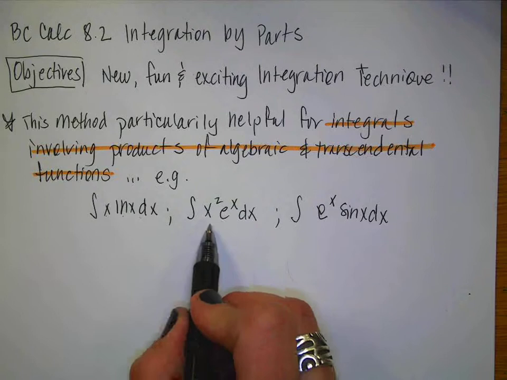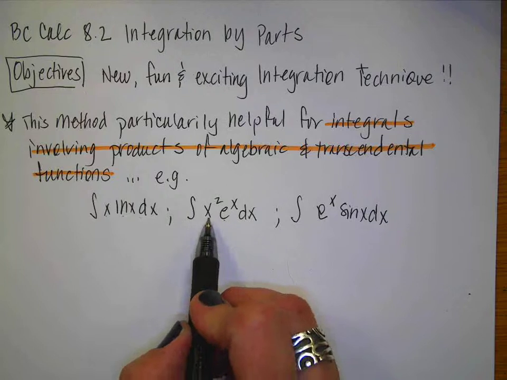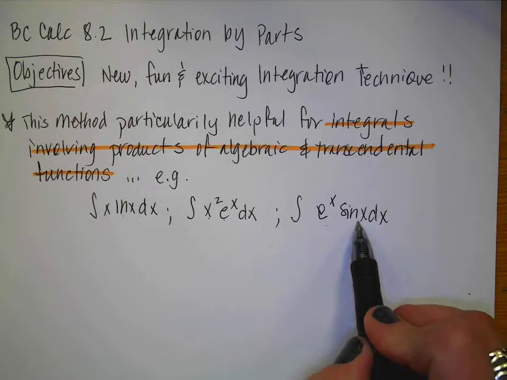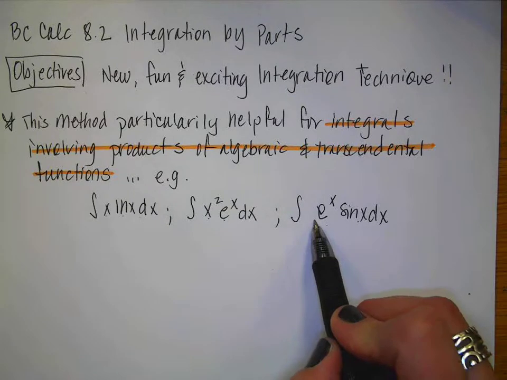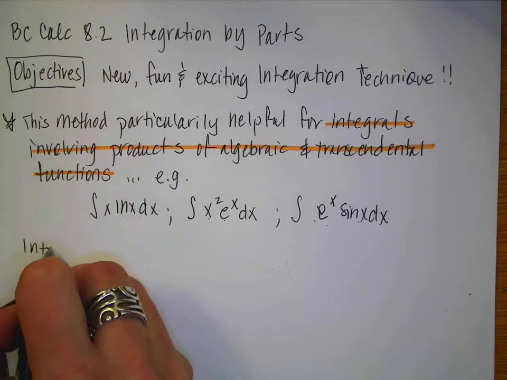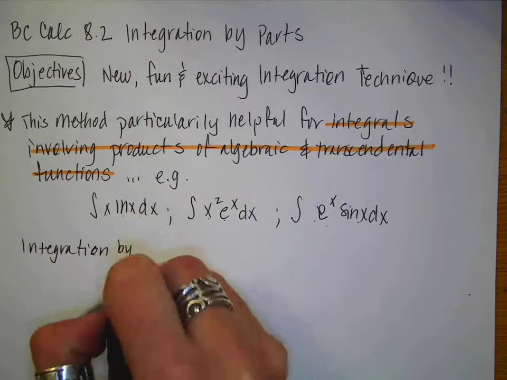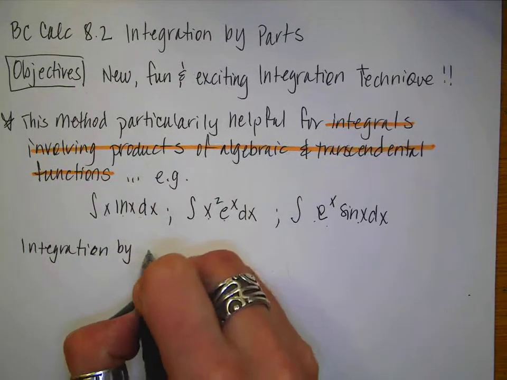Same situation on this one. If I let u be e to the x, the derivative is still e to the x. That's not helpful. And same thing on this one. Maybe I let u equal the sine of x, so the derivative is the cosine of x. Super not helpful. So integration by parts is another way of managing a technique just to help us get to the end result.